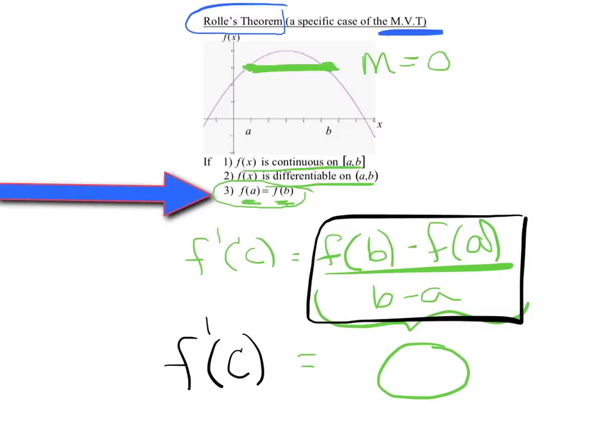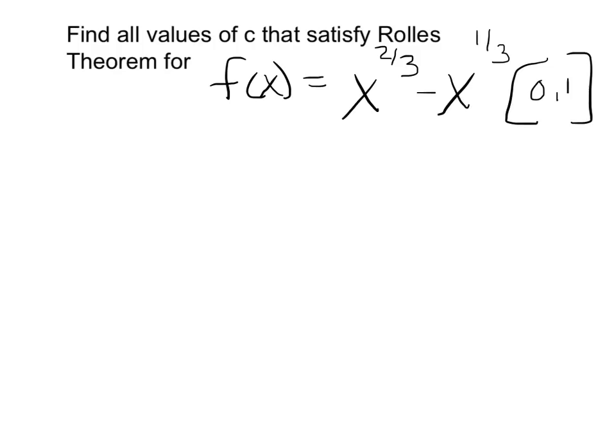So let's go ahead and apply one problem to this. Here's our last question for the night. Find all values of c, so again, that's your hint, mean value, or in this case, they say Rolle's, that satisfy Rolle's theorem for this function on the closed interval 0 to 1.